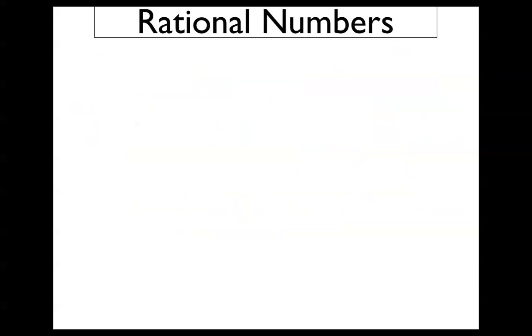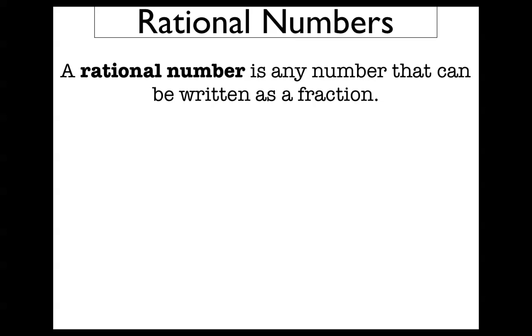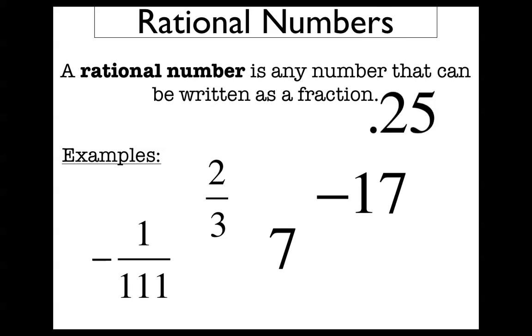Here we go. All right, let's review. We know what a rational number is. A rational number is any number that can be written as a fraction. So here's some examples. 2/3, -1/111th, 7, -17, and 0.25 are all rational numbers. They're rational because they can be written as a fraction, but they can also be written as decimals. So what we're talking about today is how to take fractions and turn them into decimals.